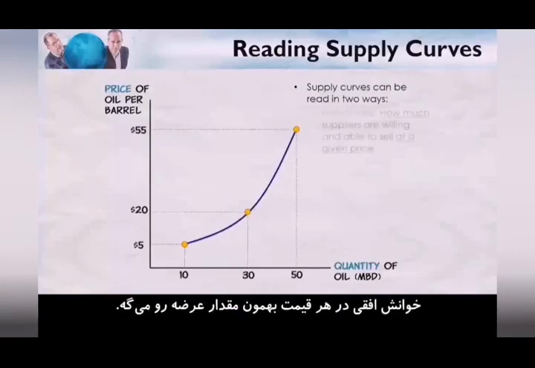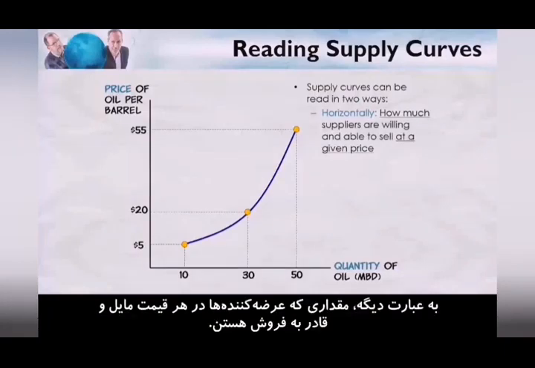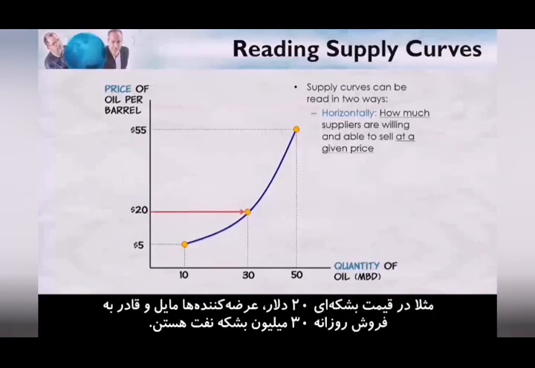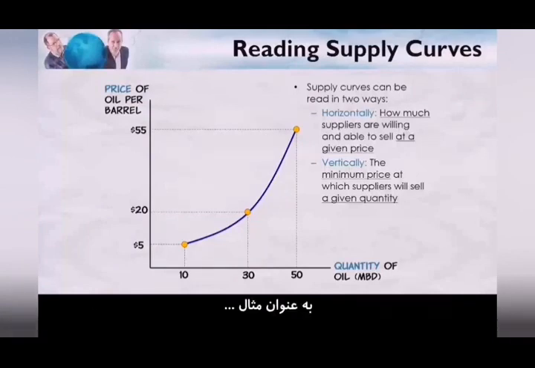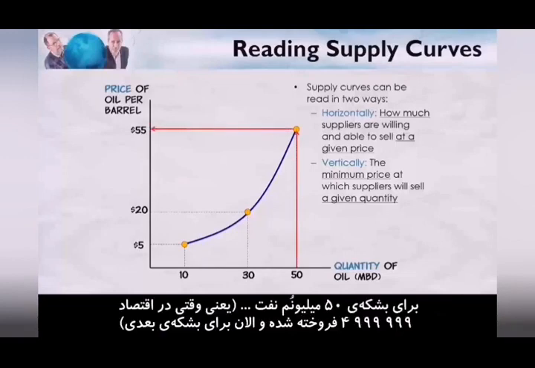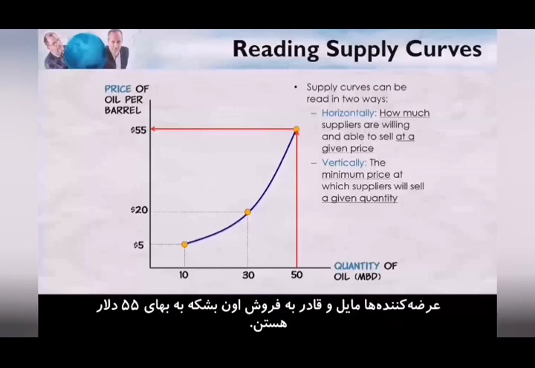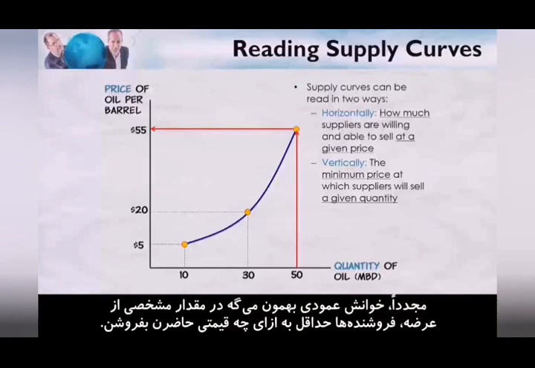The horizontal reading tells us the quantity supplied at each price. In other words, how much suppliers are willing and able to sell at each price. At a price of $20 per barrel, suppliers are willing and able to sell 30 million barrels of oil per day. The vertical reading tells us the minimum price at which suppliers will sell a given quantity. For example, for the 50 millionth barrel of oil, suppliers are willing and able to sell that barrel of oil for $55. Once again, the vertical reading tells us the minimum price at which suppliers will sell a given quantity.